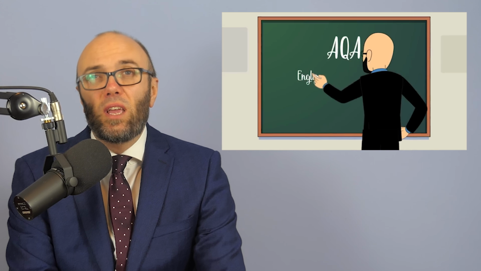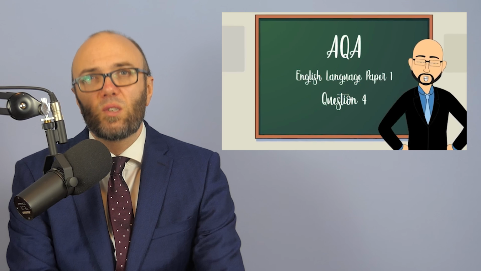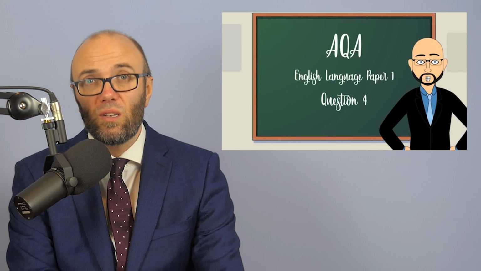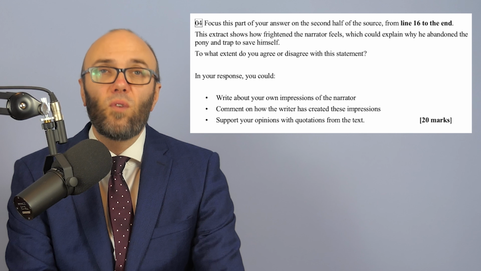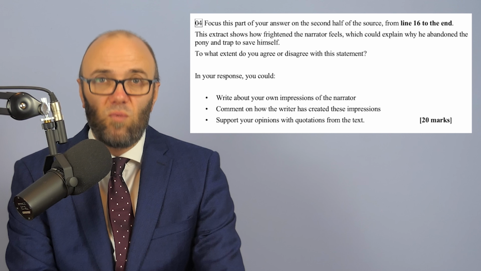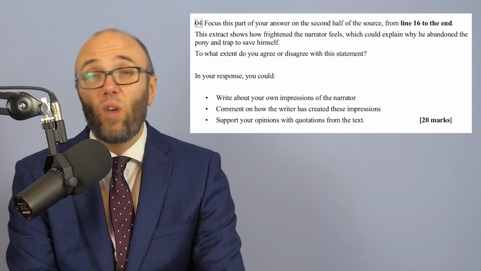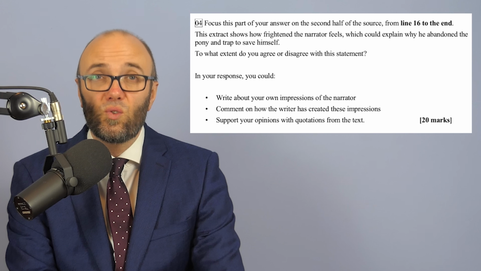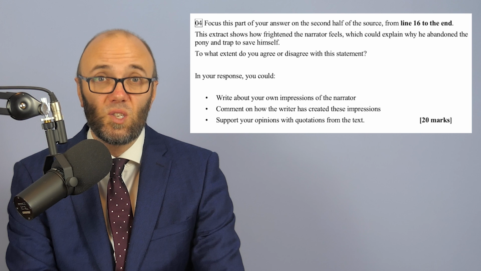In AQA English Language Paper 1 Question 4, you'll be given a statement based on a specific part of the text and asked to what extent you agree or disagree with the statement. Let's look at a typical question based on the extract you can download for free through following the link in the description. Focus this part of your answer on the second half of the source from line 16 to the end. This extract shows how frightened the narrator feels, which could explain why he abandoned the pony and trap to save himself. To what extent do you agree or disagree with this statement?